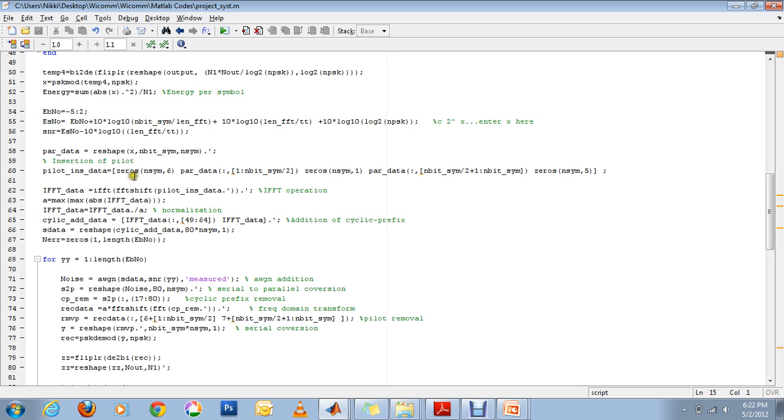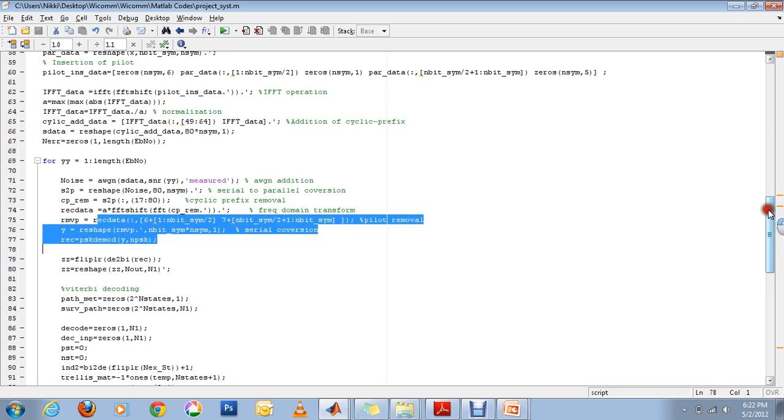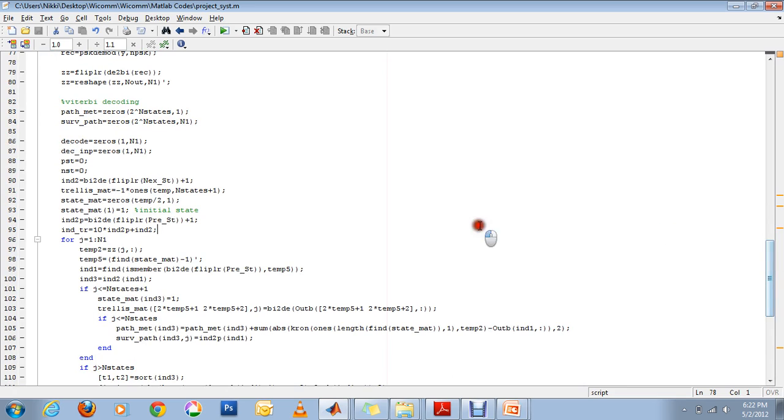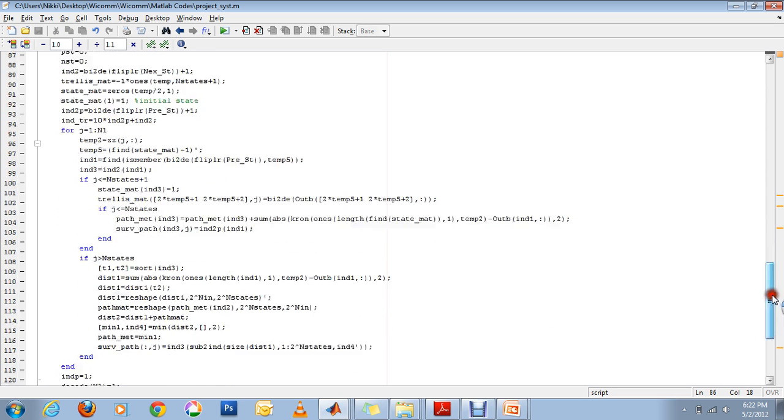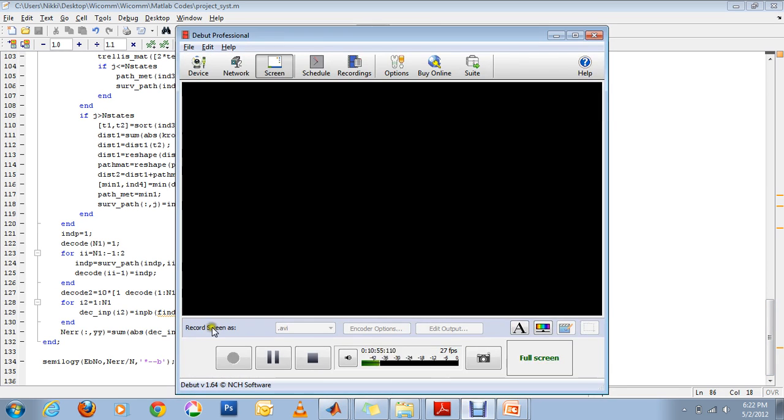IFFT block, which is the OFDM transmitter, and then it is transmitted over the AWGN channel. And after it is received at the receiver, the OFDM demodulation is performed, which is then fed to the Viterbi decoder, which does the decoding of the data encoded with the convolution encoding, and finally the error performance is measured. Thank you.